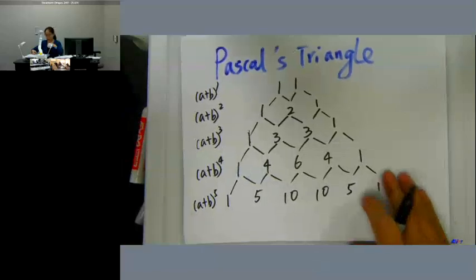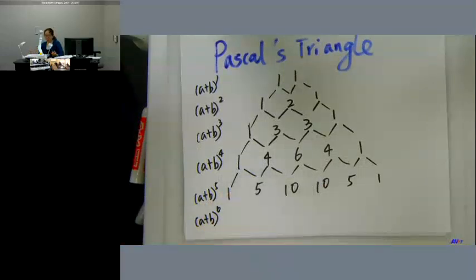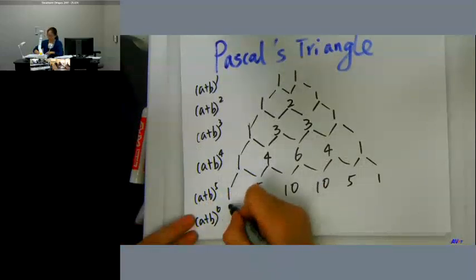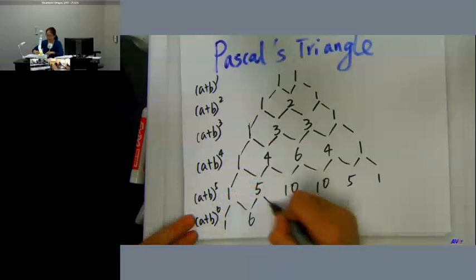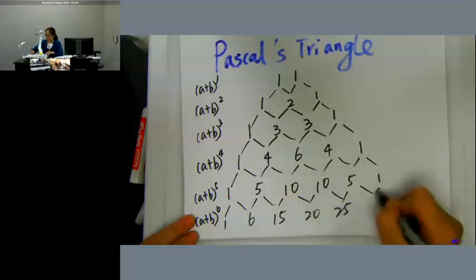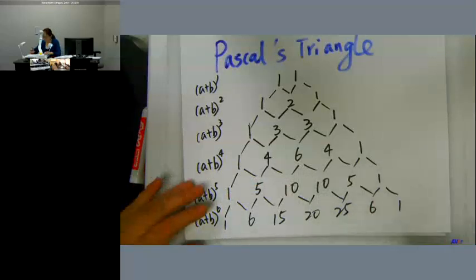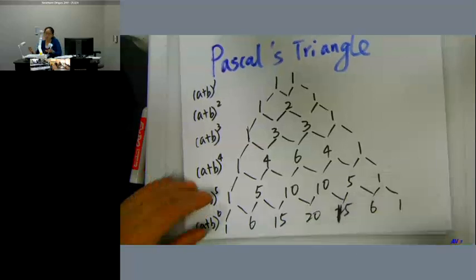So if I want to generate the numbers in front of the sixth power, what will they be? You have 1, 6, 15, 20, 15, 6, and 1. Oh, 15 here. So that would be even faster.